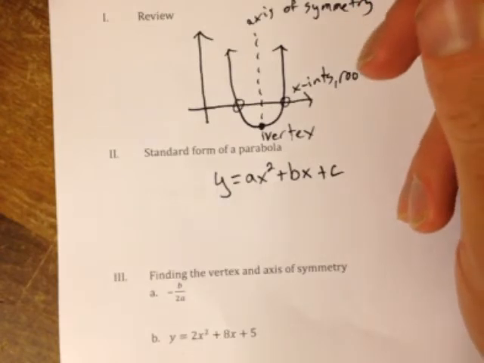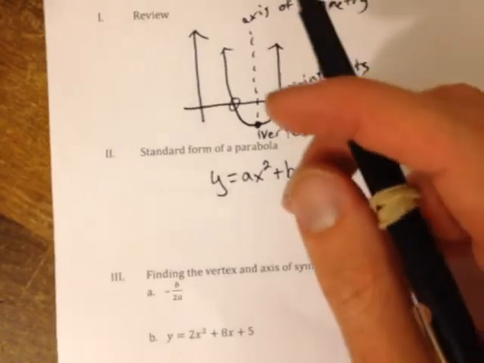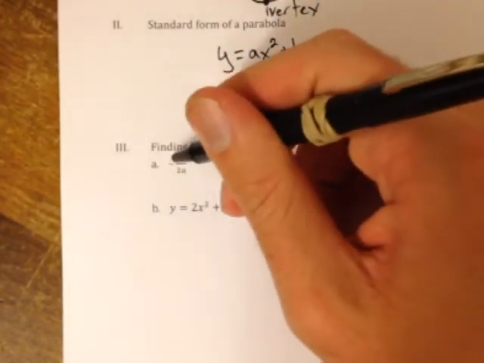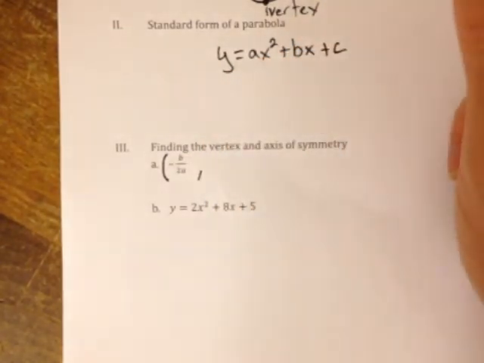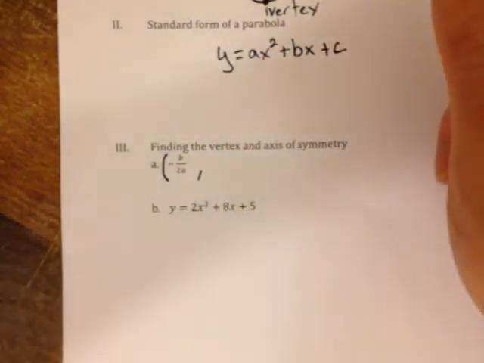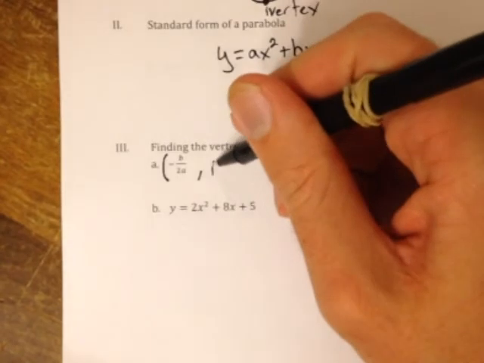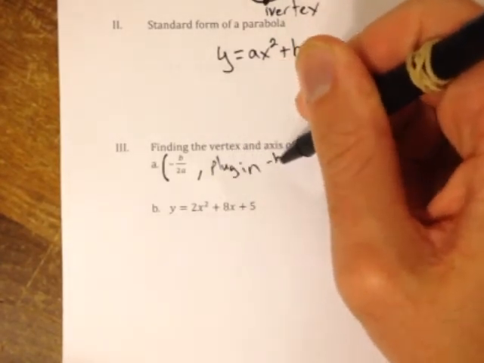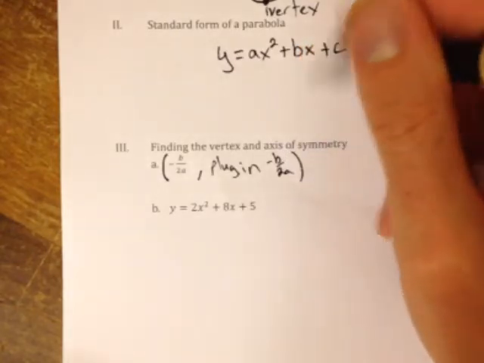But for right now, what we want to be able to do is use a, b, and c to figure out the vertex. And the key is the x value of your vertex is negative b over 2a. It's negative b over 2a. And then to find the y value of your vertex, all you're going to do is plug in negative b over 2a for x and then find y.